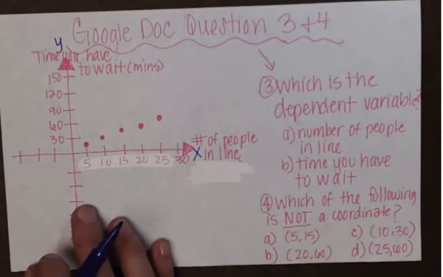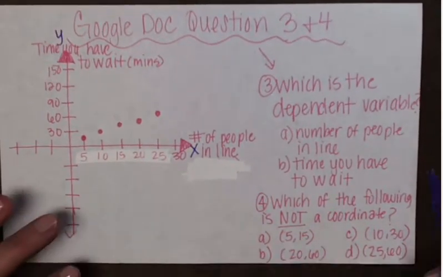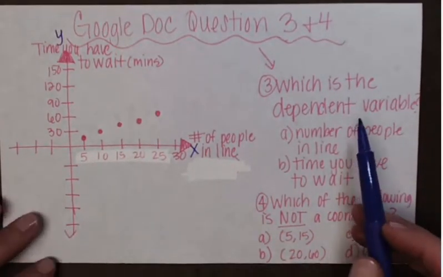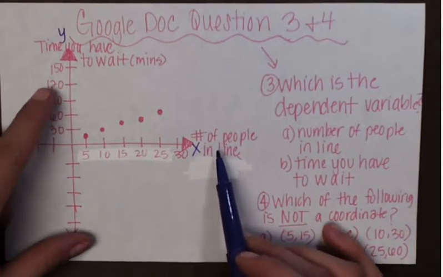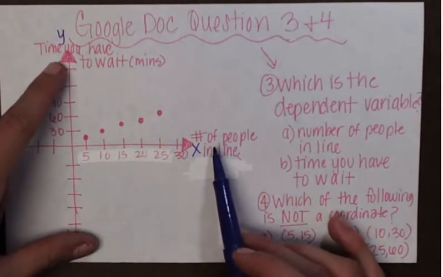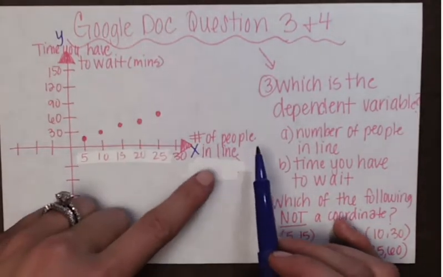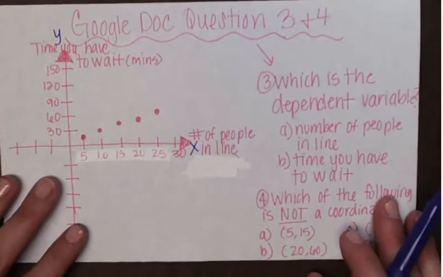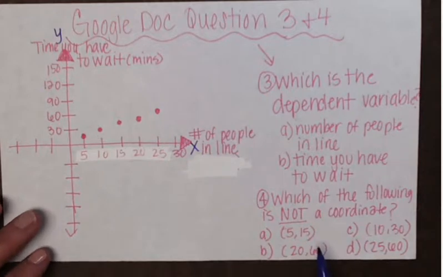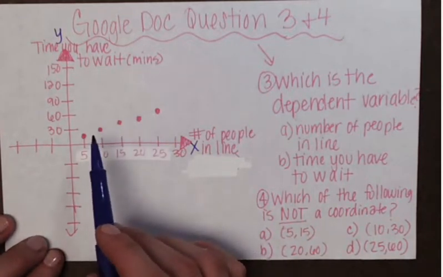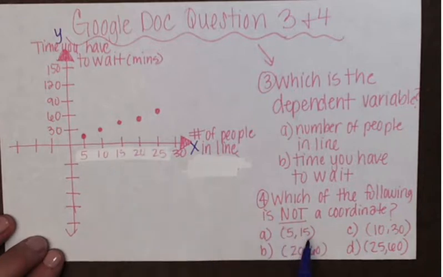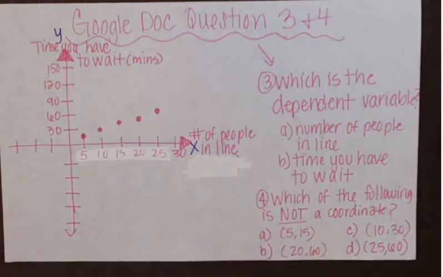Alright, let's check what you know. This is questions 3 and 4 for the Google Doc. So the first question is, which is the dependent variable? Is it the number of people in line compared to the time you have to wait? Or does the time you have to wait depend on the number of people in line? So figure out the dependent. And then number 4 says, which of the following is not a coordinate? So a review of last 14.1. Which of these is not a coordinate on this coordinate plane?